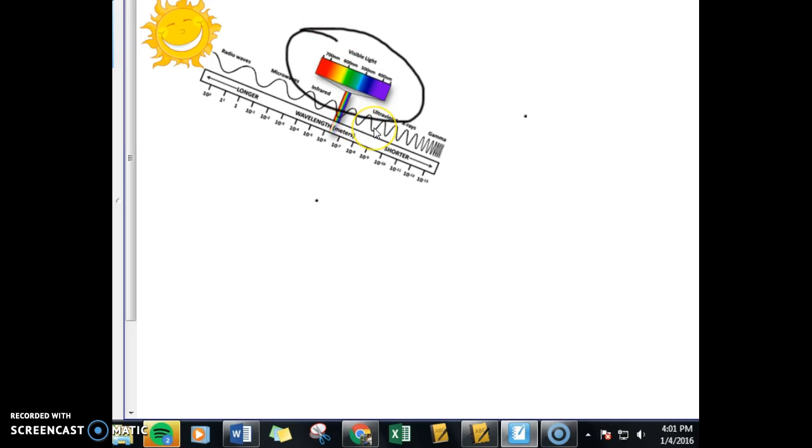So if we think about light, the way that we see color is because all other colors are being absorbed and that one color is being reflected back to us. So when we see green, it's because reds, yellows, and oranges are being absorbed, and blues, indigos, and violets are being absorbed. All these colors are being absorbed, and green is being reflected.